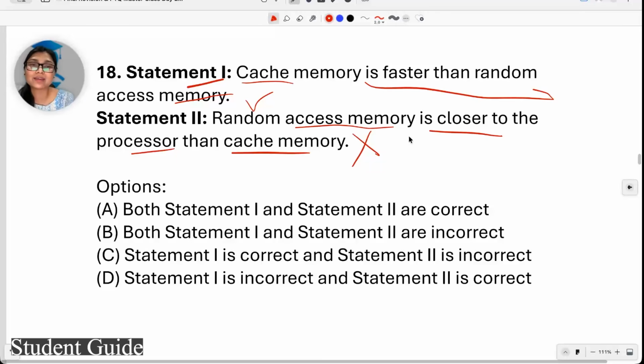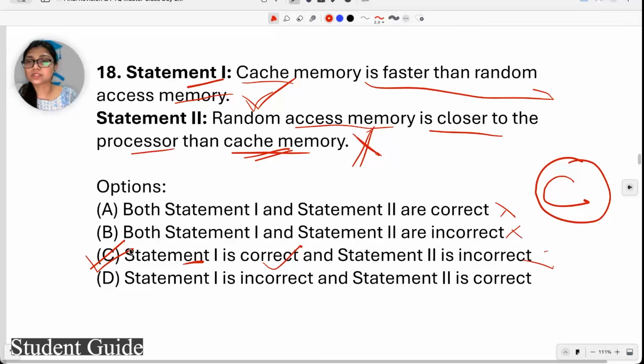Random access memory is never close to the processor. Rather, cache memory is closer to the processor. Okay, so as statement number 2 is wrong and statement number 1 is correct, we need to go for the correct option. We can find the correct option, not this one. Both statements, not this one. This one is the correct one. Statement 1 is correct, statement 2 is incorrect. Okay, so option number C is the correct one for this question. Okay, you already know that cache memory is faster than random access memory, that is RAM.